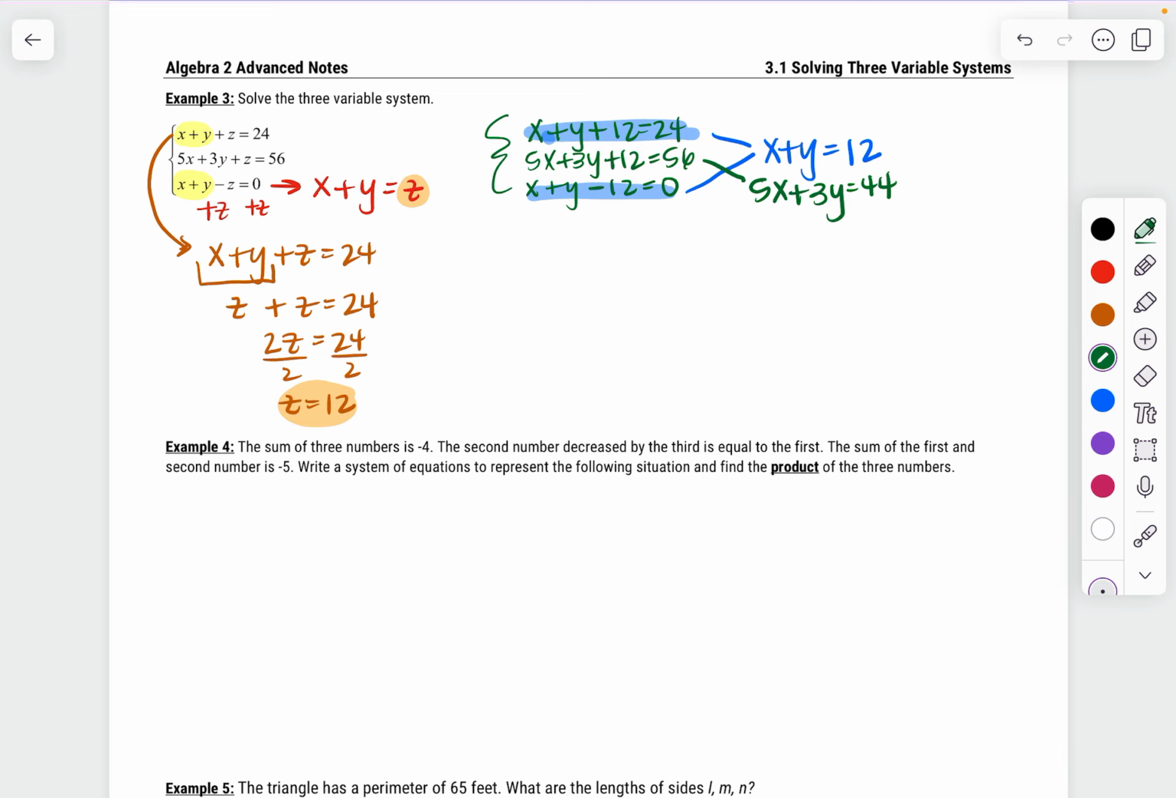This makes it so that we can do this using elimination, and that's going to make it a little bit easier. So I have an x, I have a y. Again, it doesn't matter which one you eliminate. I'm going to go ahead and get rid of the x's.